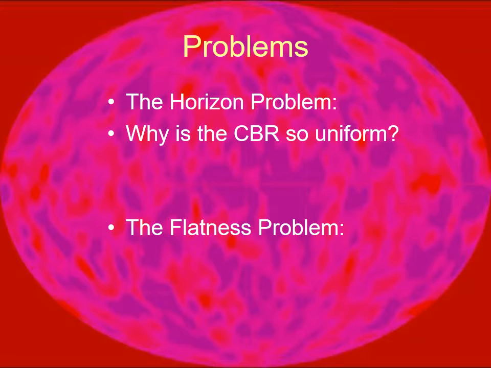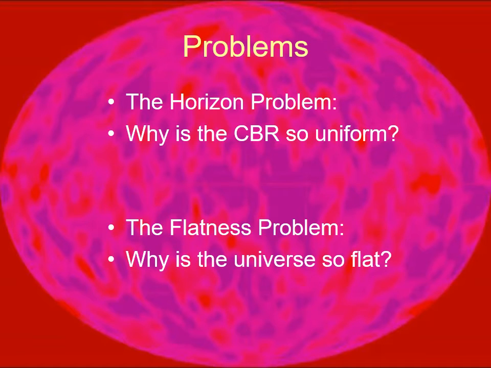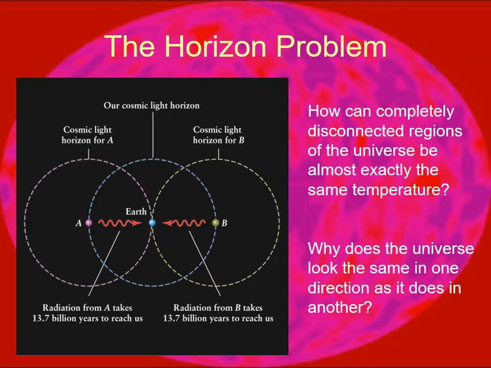The other problem is, why is the universe so flat? Again, we said statistically, the chance of being flat is astronomically close to zero. And yet it is so flat. So what does this mean? What's the consequence of it?